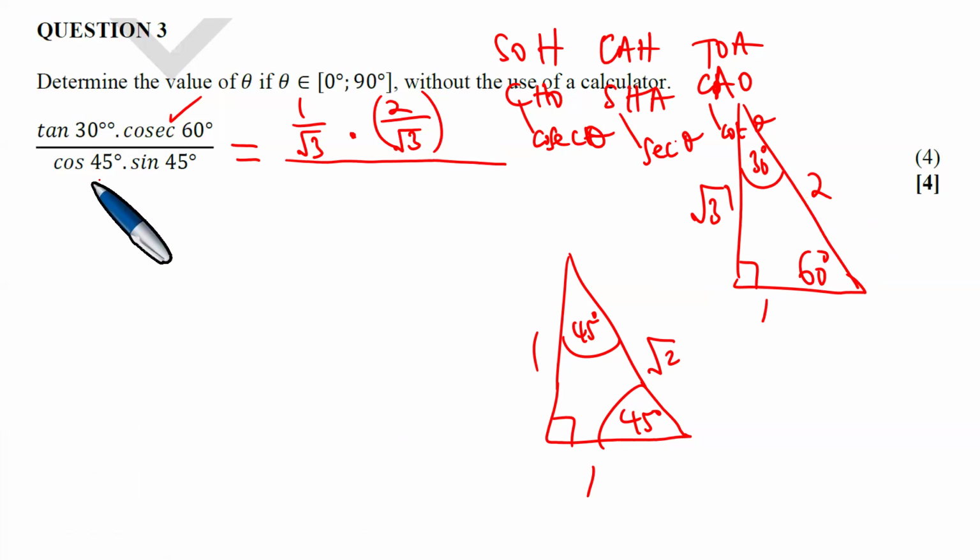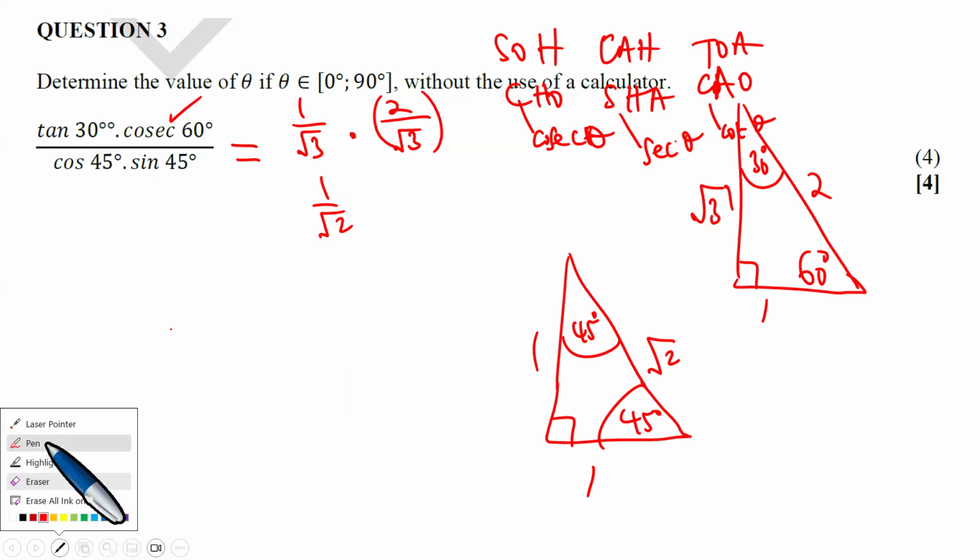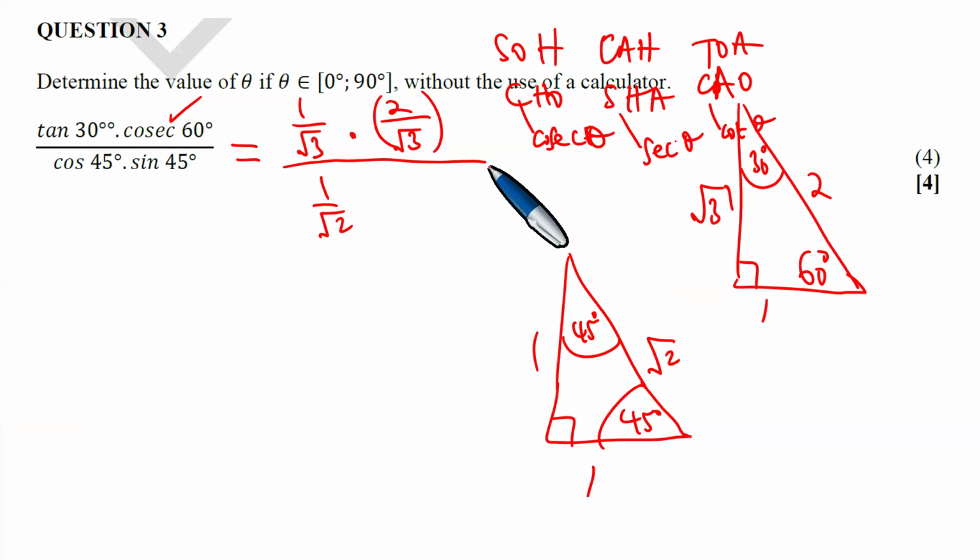Okay, let's deal with cosine 45. What do you think cosine 45 is? Cosine is adjacent over hypotenuse. So 1 over square root of 2. Well done. Okay, just teasing you. I want to see what Mpo can do. Well done there. That is the correct answer.